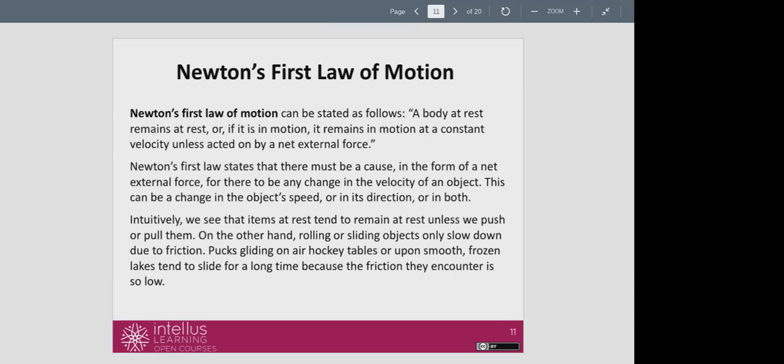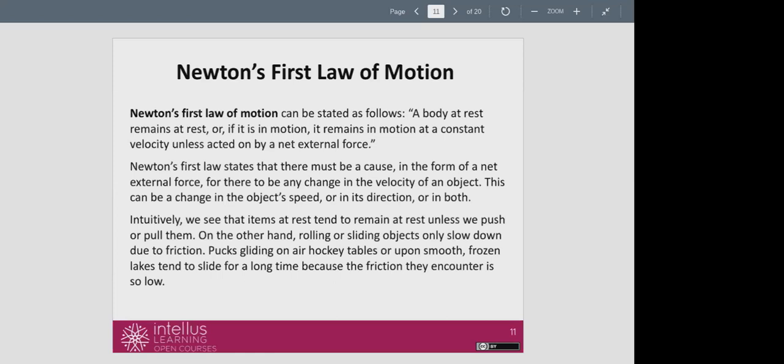So he gives two possibilities here in his first law. The object can be at rest or it can be moving with a constant velocity. Remember, constant velocity means what? Don't hit the gas, don't hit the brakes, don't change the direction. So if it's moving with a constant velocity, that is also a possibility here. And either of those scenarios will not change unless you provide the object with a net external force.